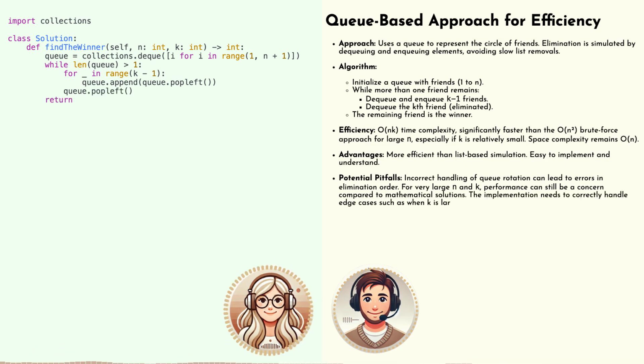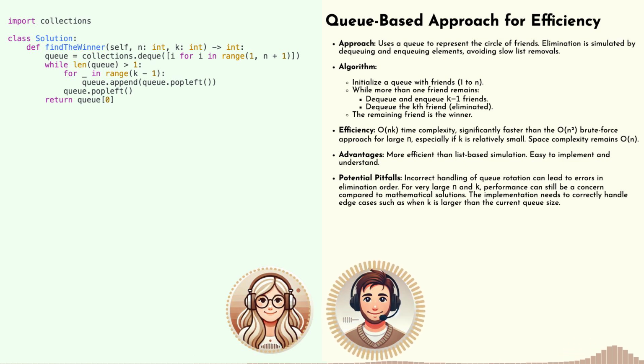Welcome back to AI.Code.Cast. So let's pick up right where we left off with the find the winner of the circular game problem. Yeah, we were exploring that brute force approach using a list, which kind of felt like using a horse and buggy in a Formula One race. A very apt comparison. While the list-based approach is great for visualization, its O(n²) time complexity can become a real bottleneck, especially for large inputs.